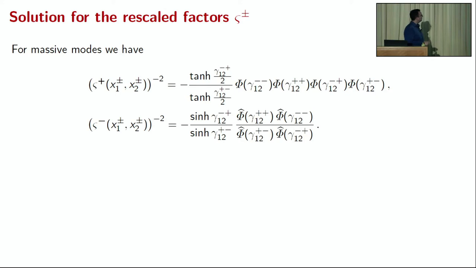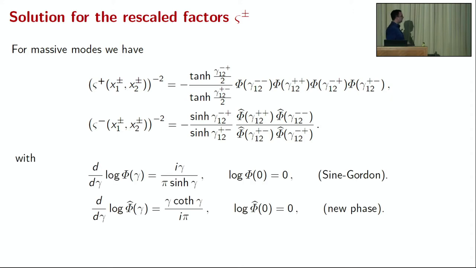For the sigma minus, it is given by, again, some factor that is there to ensure that you have the right poles and zeros, and some product and ratio of this function, phi hat. These functions, for the phi, is exactly the sine Gordon phase. So here I've written it in terms of the derivative of the log of the phase, which is very simple.